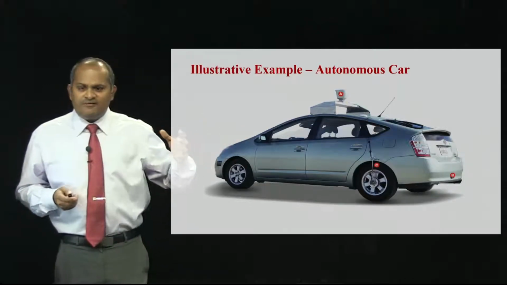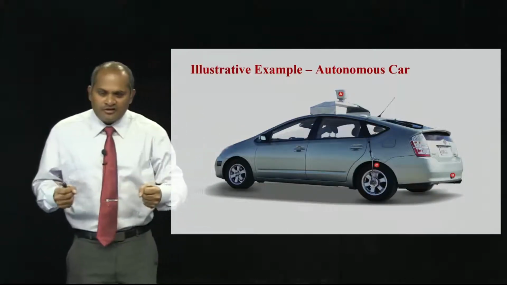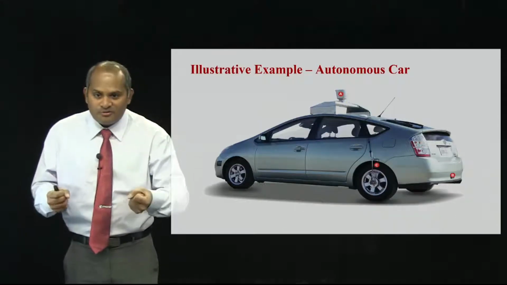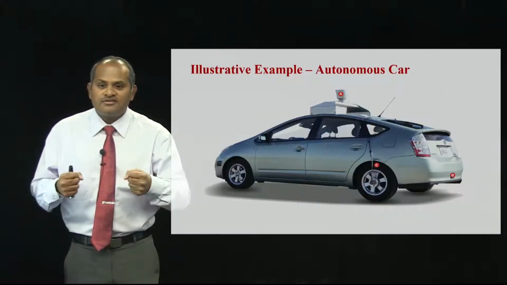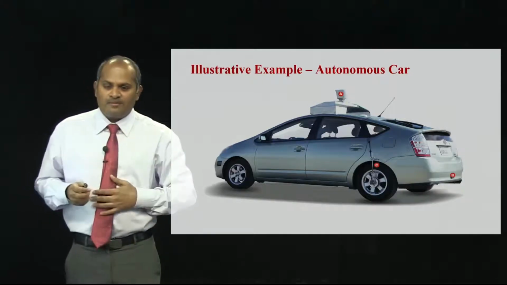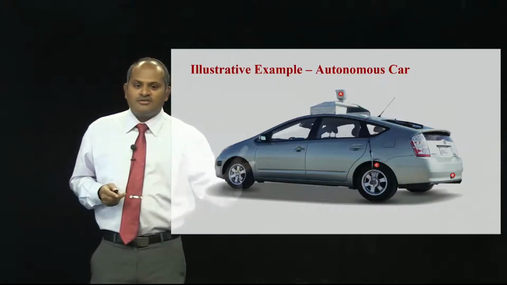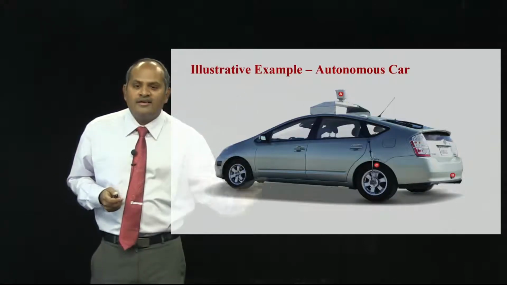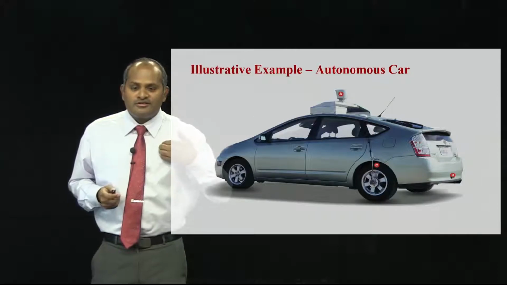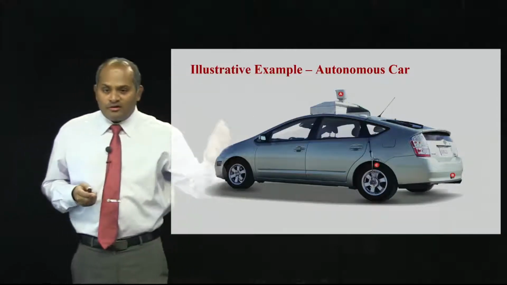Now, what is the difference? When you drive the car, you decide what to do. Humans, persons will decide whether to go forward, whether to go backward. Next, an autonomous car automatically does it. So, an autonomous car is of our interest because that is our automatic control system.